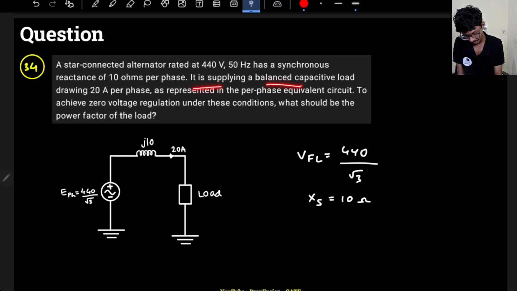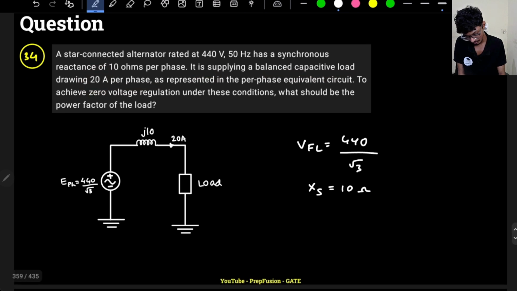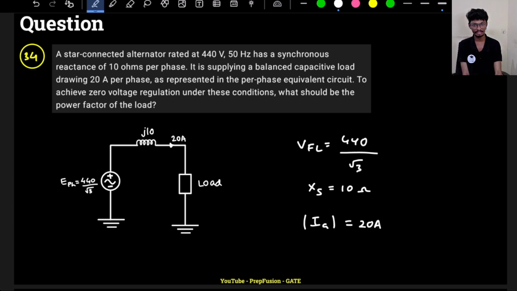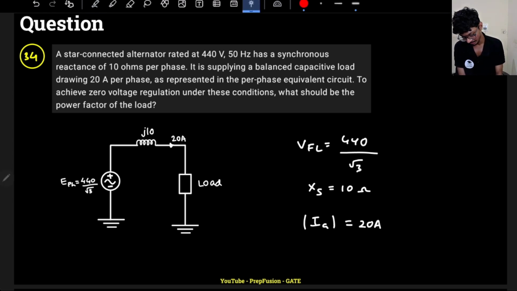It is supplying a balanced capacitive load drawing 20 ampere per phase. So the magnitude of IA is 20 amperes. It is a capacitive load but not purely capacitive. I don't know about the angle. As represented in the per phase equivalent circuit, we want to achieve zero voltage regulation under this condition.